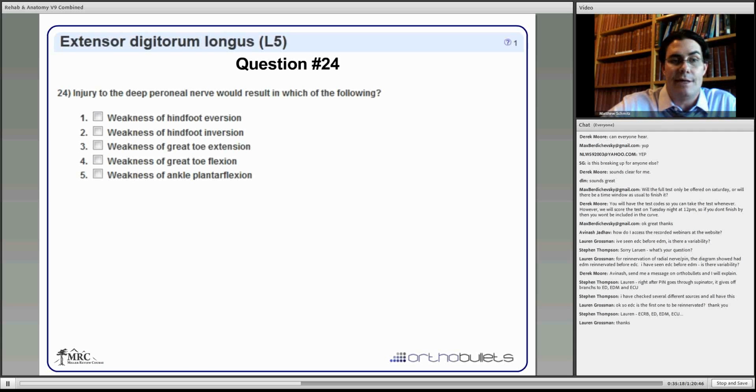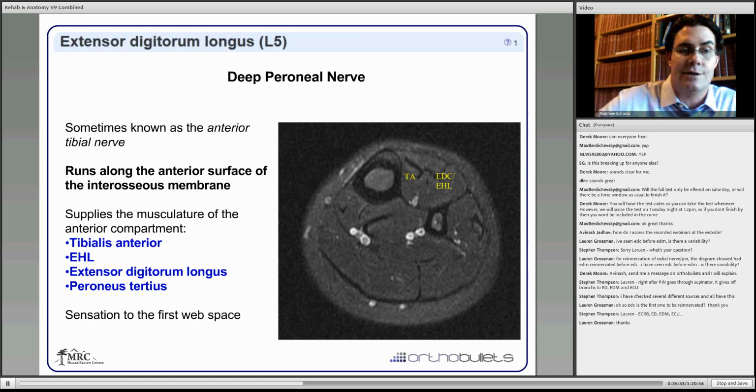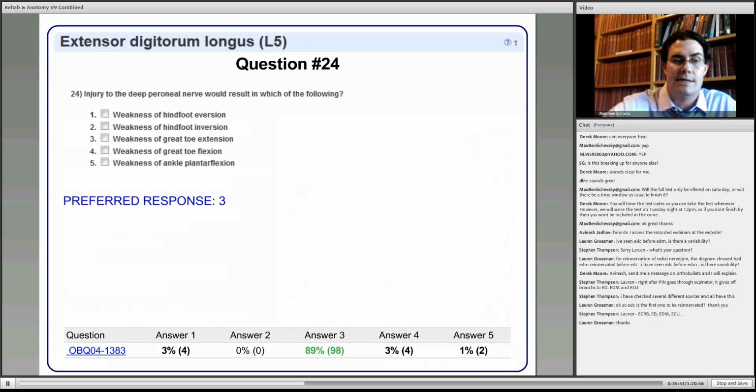Injury to the deep peroneal nerve would result in which of the following? Remember that the deep peroneal, sometimes known as the anterior tibial nerve, runs along the anterior surface of the interosseous membrane and supplies the musculature of the anterior compartment, shown here, the tibialis anterior, your EHL, your extensor digitorum longus, which are shown on this MRI. Remember also that the deep peroneal supplies your peroneus tertius, which is found more distal, and it gives sensation to the first web space. So the answer, if someone has an injury to the deep peroneal, is going to be weakness of great toe extension, which almost everybody was able to get correctly.